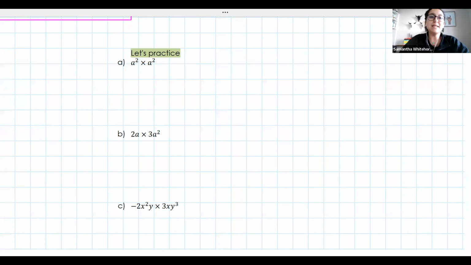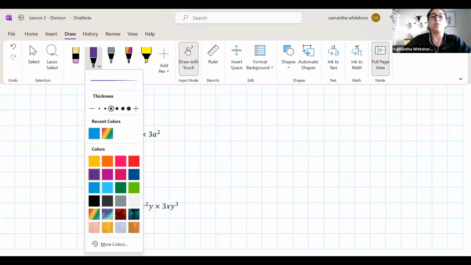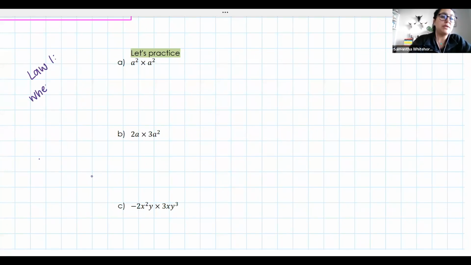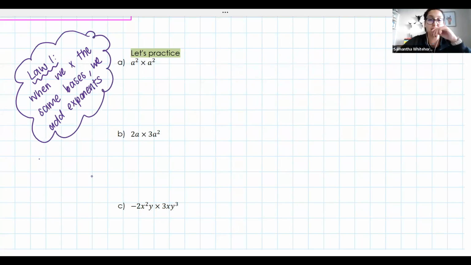So Monday's lesson worked with the first law that we need to know, which is that of multiplication. The first law tells us that when we multiply with the same bases, we add the exponents. Basically, whenever we are dealing with an expression where our bases are the same and we're multiplying, to simplify it we just add the exponents.